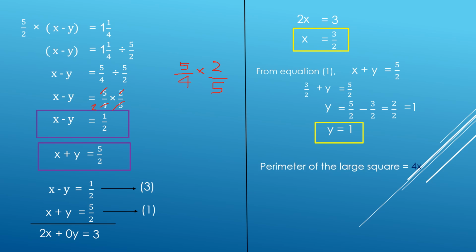The perimeter of the large square is 4x. So we get 4 into 3 by 2. On cancelling this 2 and this 4, we get 2, and 3 into 2 is 6. That is 6 meter. Again, the perimeter of the small square is 4y. That is 4 into 1.